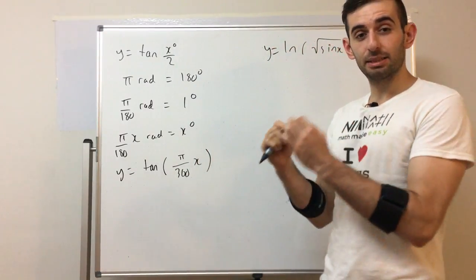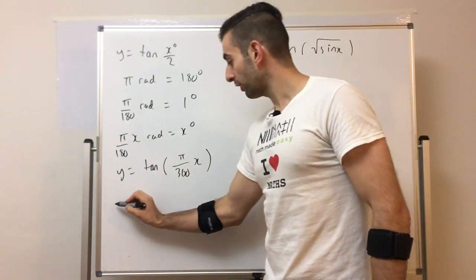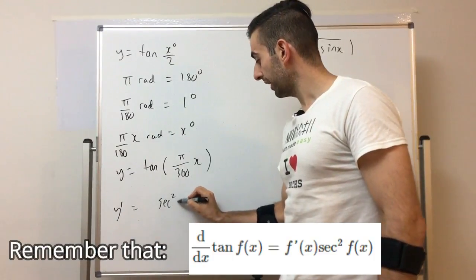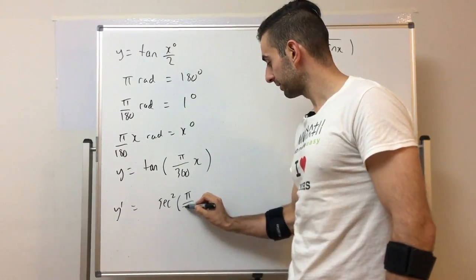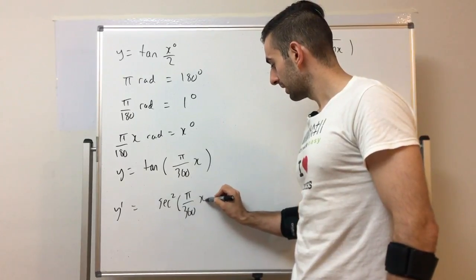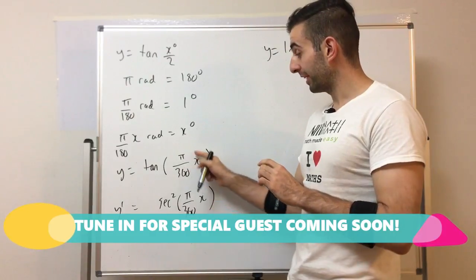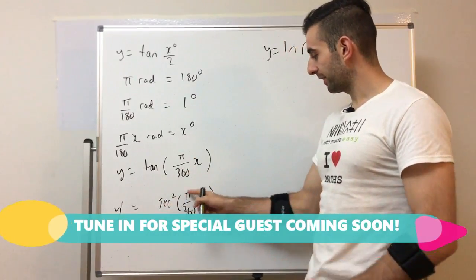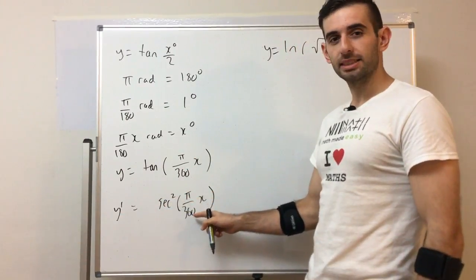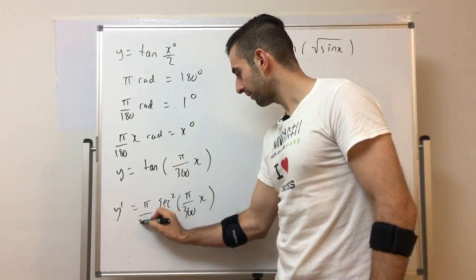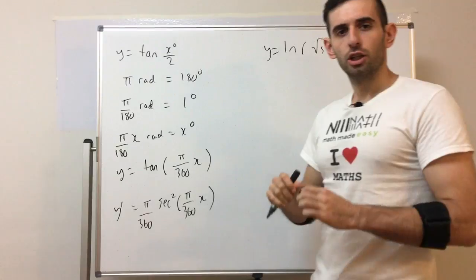Now I can differentiate that simply, because the derivative of 10 tan is just 10 sec squared. That's a simple derivative. And we have to be careful to put the derivative of the inside at the front. The derivative of the inside is just pi on 360, because the derivative of x is 1. So that's just pi on 360 at the front.